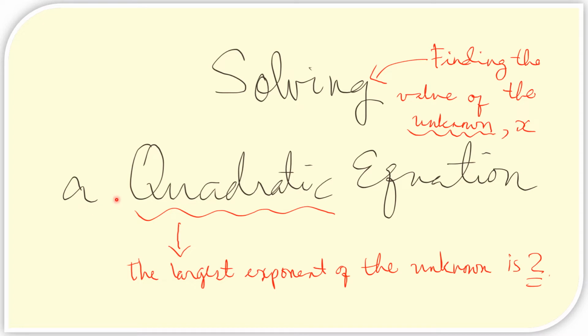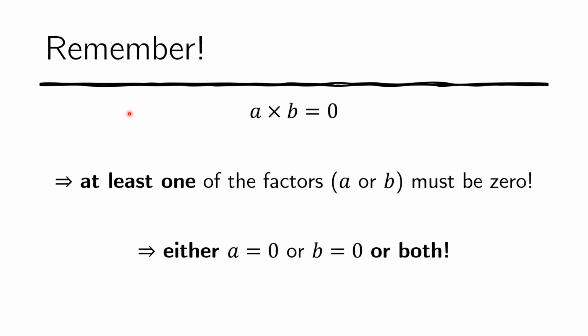In this video, we will learn how to solve a quadratic equation. To solve an equation is to find the value of an unknown quantity, often represented as x. A quadratic equation is one where the largest exponent of the unknown is 2. We have to remember the following to solve quadratic equations.